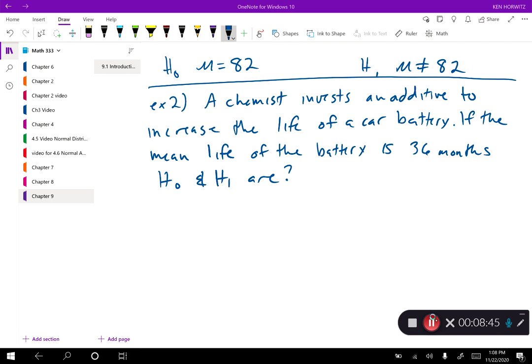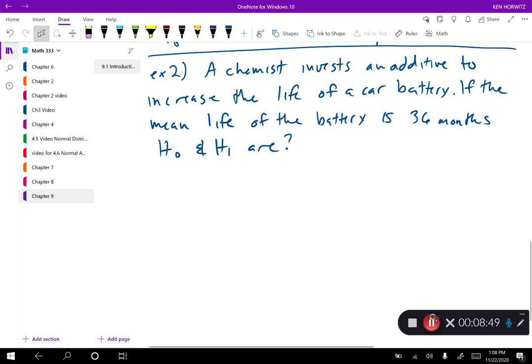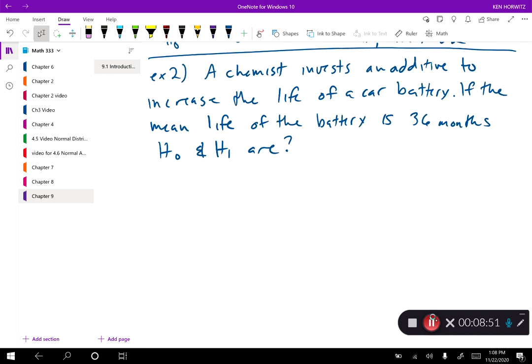Let's take a look at the next example. A chemist invents an additive to increase the life of a car battery. If the mean life of the car battery is 36 months, H0 and H1 are... All right, so let's take a look.